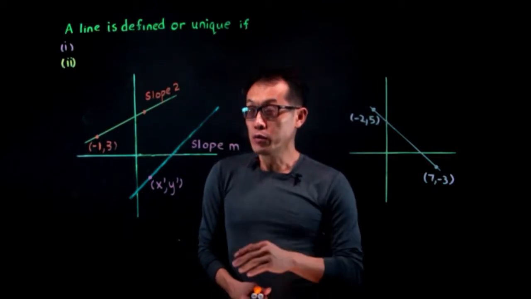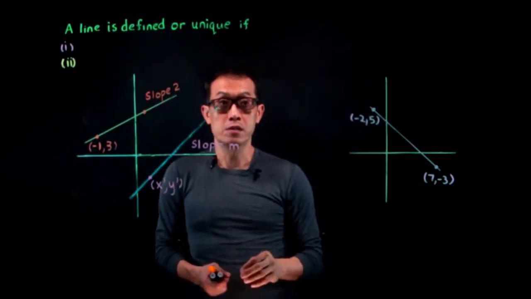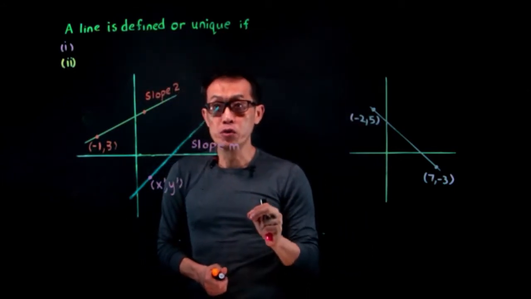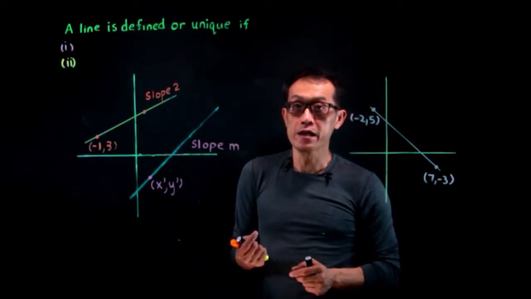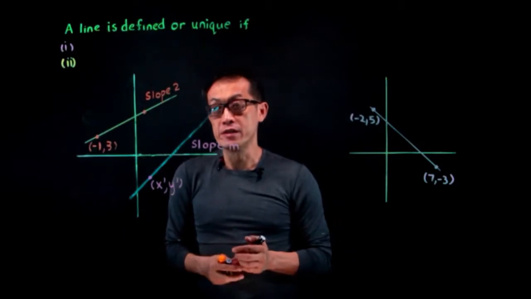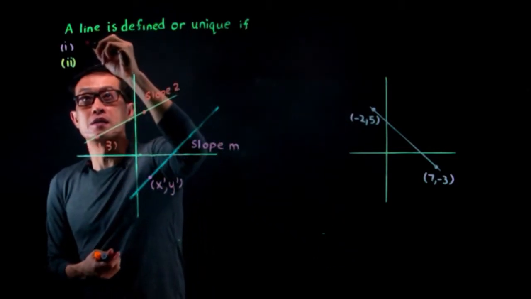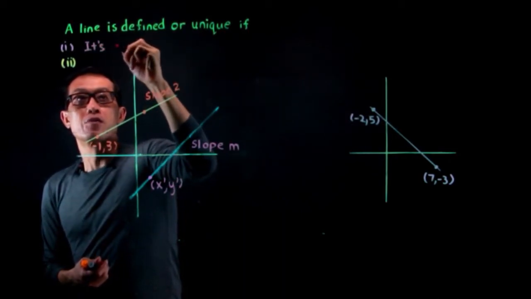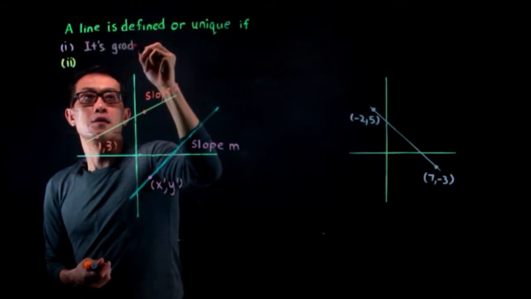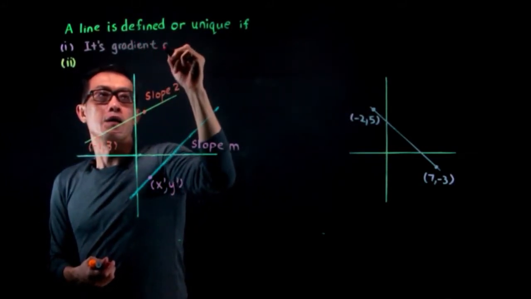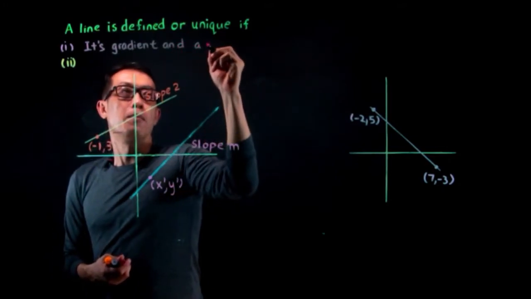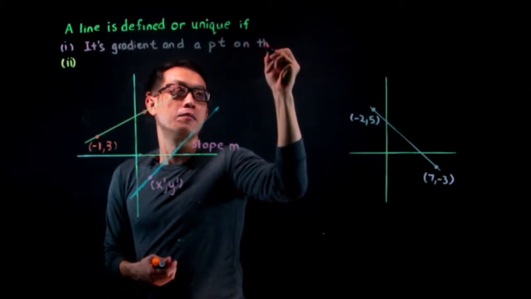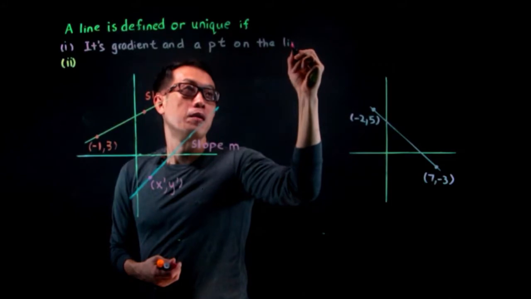Hi, today we'll be covering the equation of a line. Now, a line is defined, or unique, if its gradient and a point are given. All right, let me write that down. Its gradient and a point on the line are given.